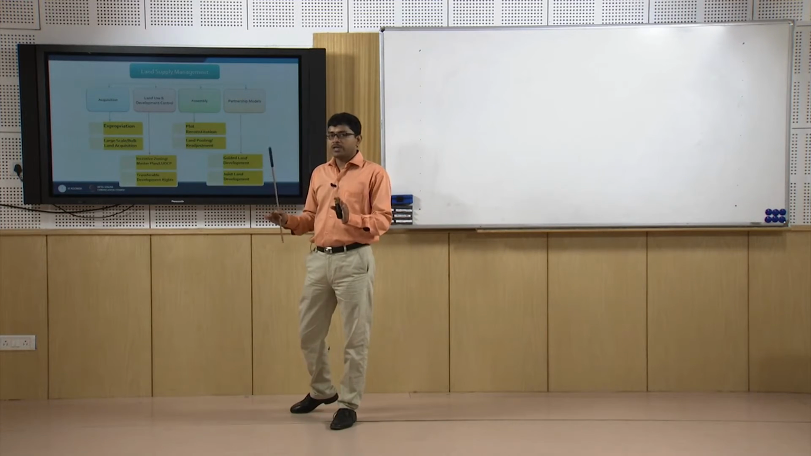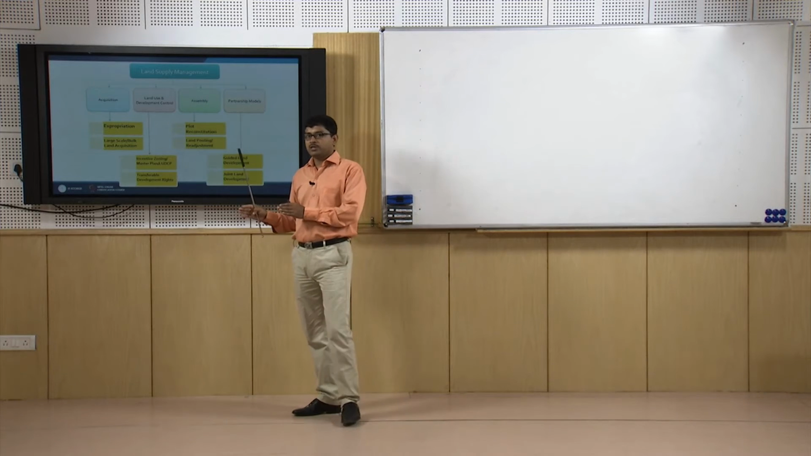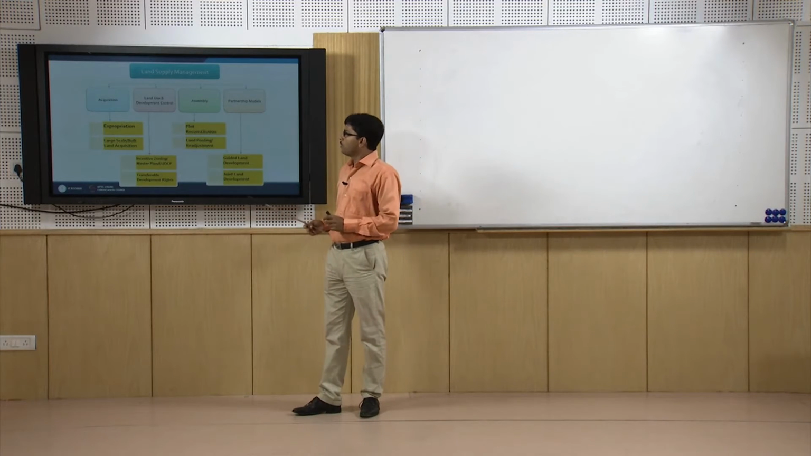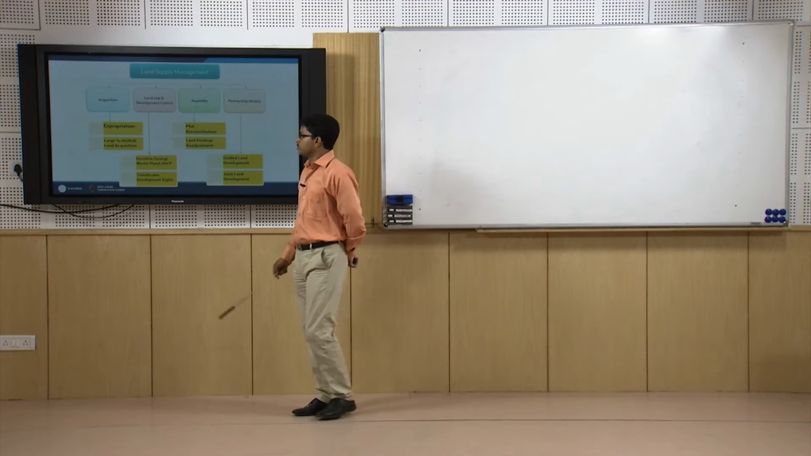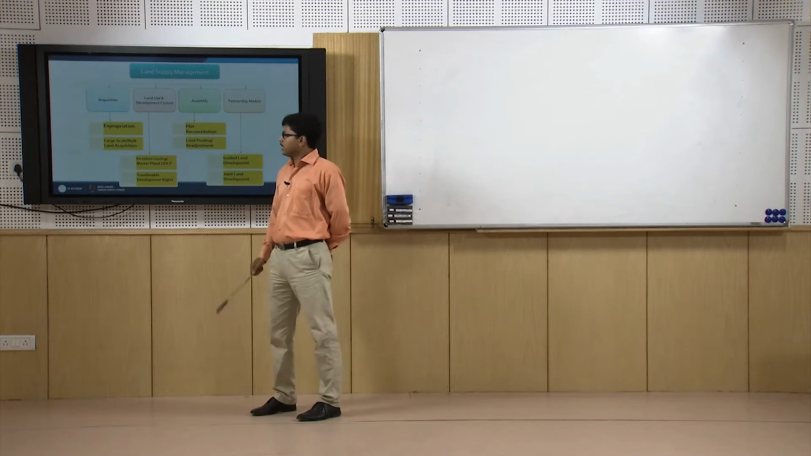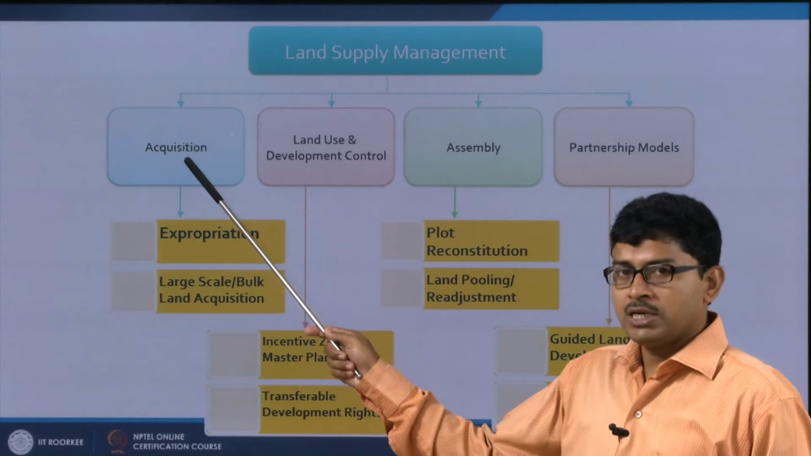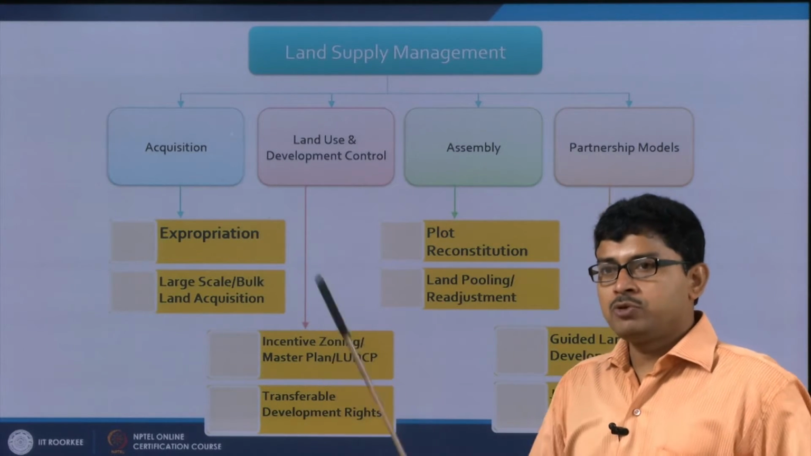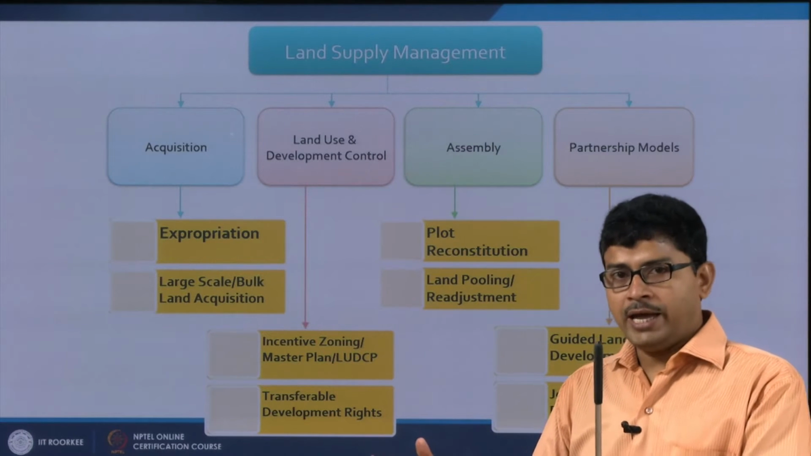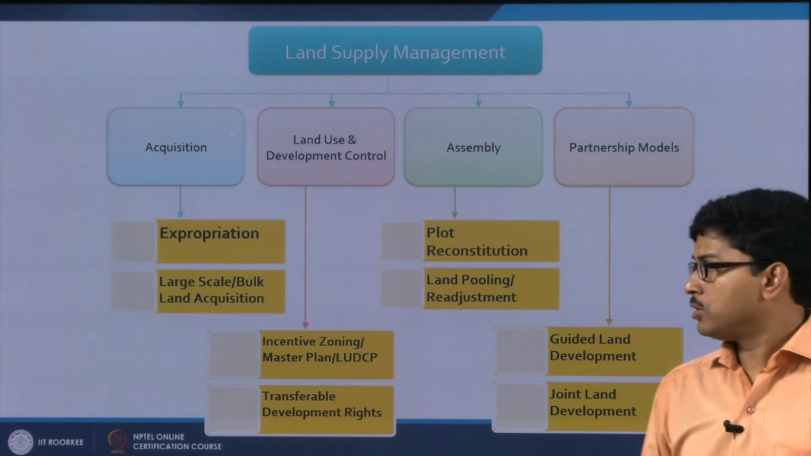So, considering all this land value dynamics with the connectivity and the land use, let us now see what the categories of land supply management are. There are broadly 4 categories of land supply management. The first is called acquisition. Acquisition is basically acquisition of land and property by the government authority.